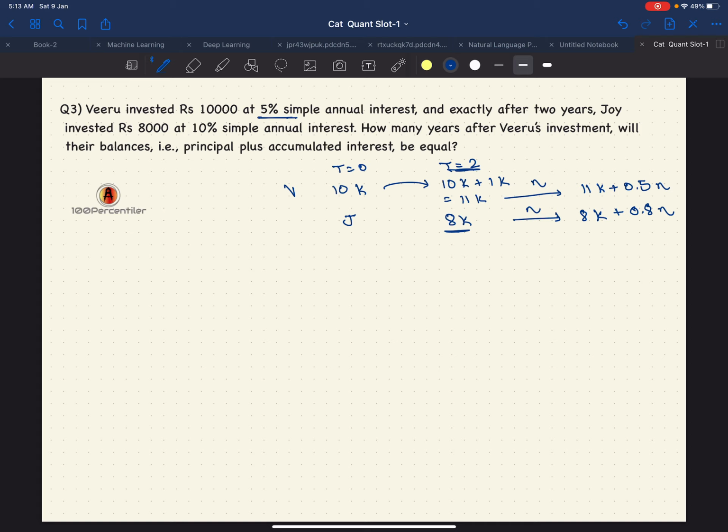So equating these two, we get 0.3n is equal to 3k. And therefore, n is nothing but 3 upon 0.3, which is 10. But this n is after t equal to 2. So we are asked how many years after Vidu's investment, that is after t equal to 0. Therefore, 10 plus 2 equal to 12 years is the required time frame here.